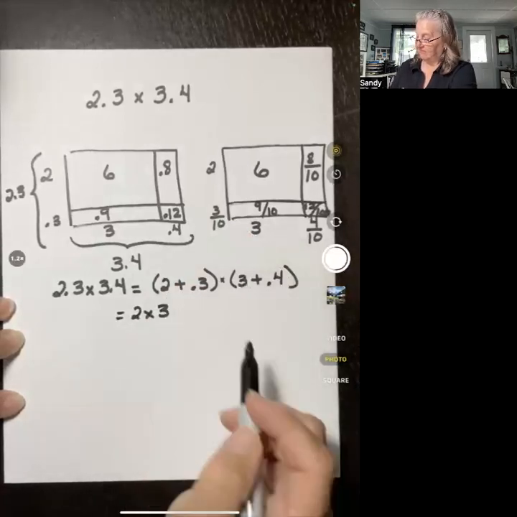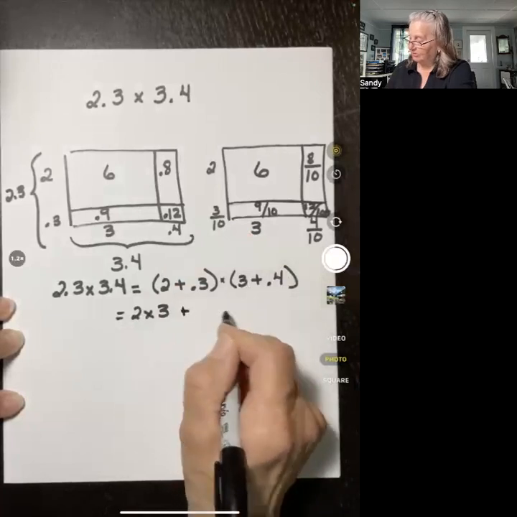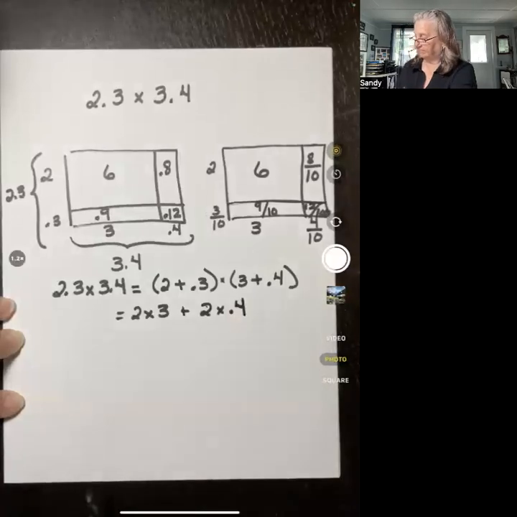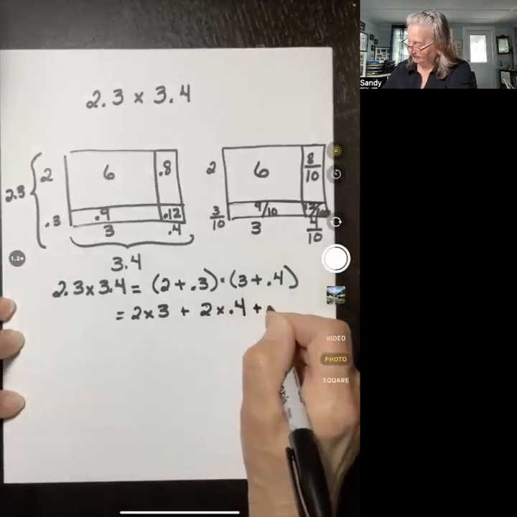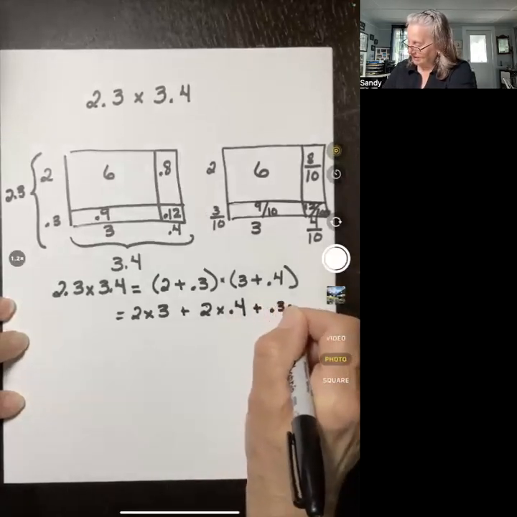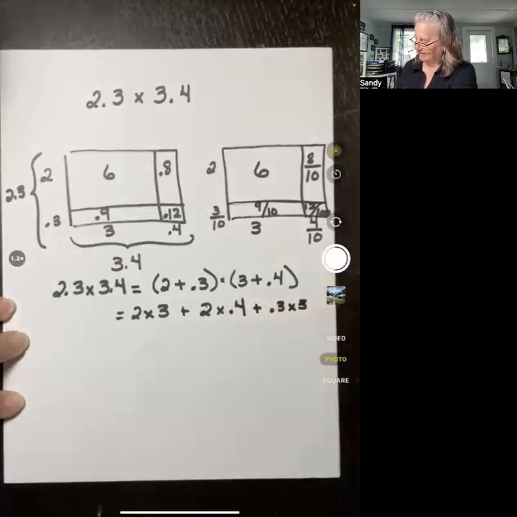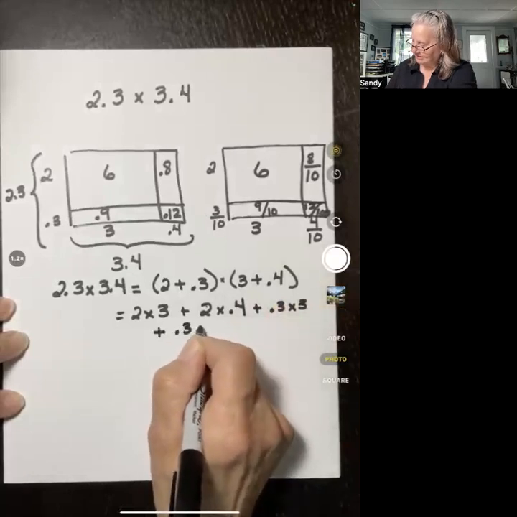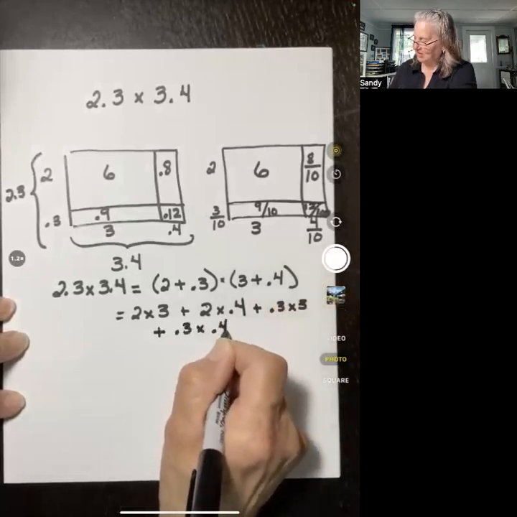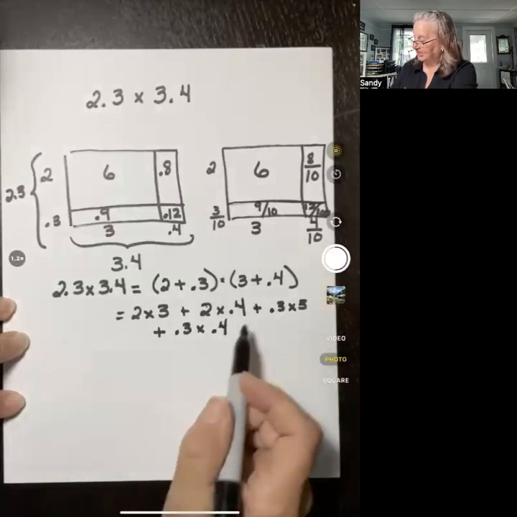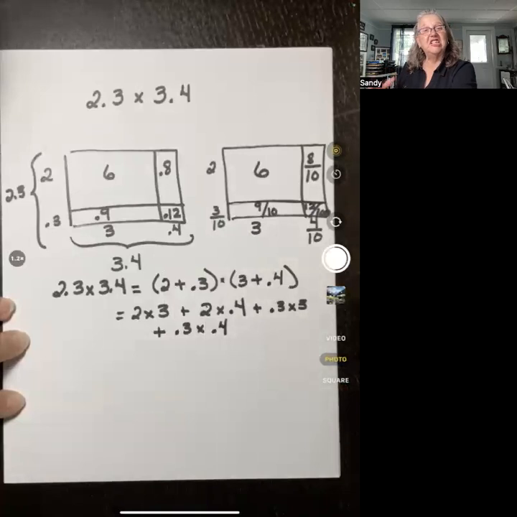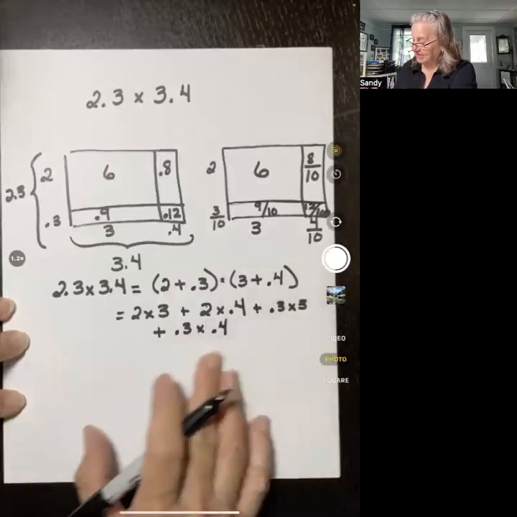These put together with the 2 by 4/10, put together with the 3/10 by 3, put together with the 3/10 by 4/10. And you know, the order in which I did these, I could have done this first, right? Because addition is commutative, I could change the order. It would come out to be the same.